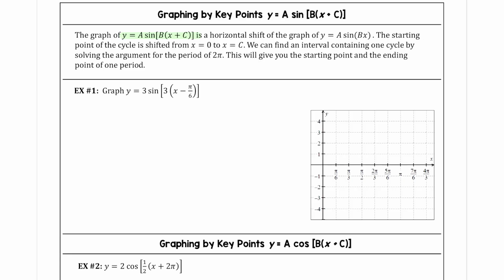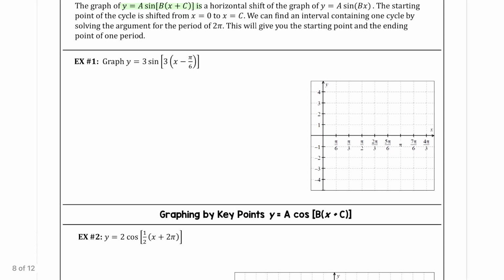Alright, so this is a horizontal shift of the graph a sine bx. And our starting point of the cycle is shifted from x equals 0 to x equals c. And we can find that interval containing one cycle by solving the argument for the period 2 pi. And this gives us the starting point and the ending point for one period. And now we've got this. Graph y equals 3 sine 3 times x minus pi over 6. So we got to unpack this. They're giving us a lot of things. Like we almost have every transformation possible except for a reflection.